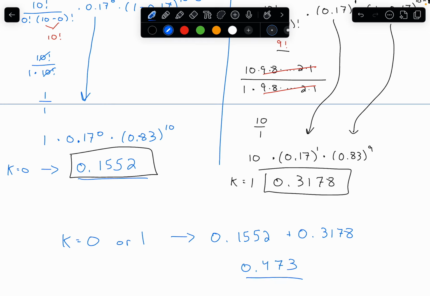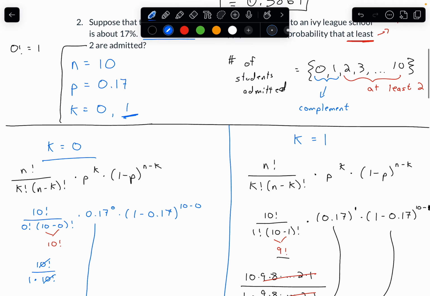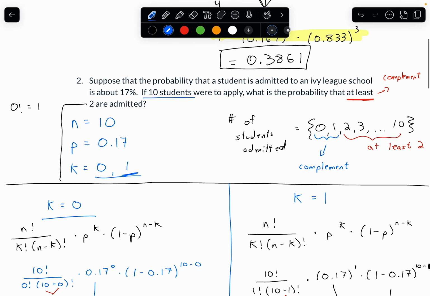Now, let's take a moment. First of all, let's just take a breath. We've done a lot in this problem. Let's go back and think about what it is that we were looking for. We found the probability where k is equal to 0 or 1. That was the complement of what we wanted. We wanted the probability of at least 2. So we have one last thing to do. This is the complement of the event.